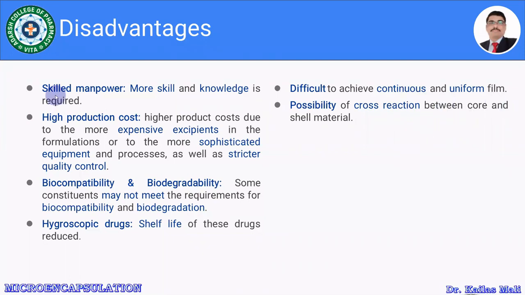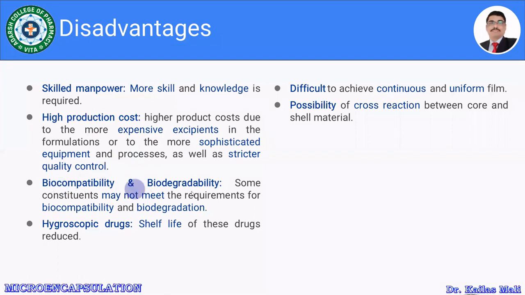Very first one is skilled manpower. Yes, definitely more skill and knowledge is required to prepare the microparticles or microencapsulated product. The production cost is very high, because of more expensive excipients in the formulation. That is one reason. Second is that more sophisticated equipment and processes, as well as stricter quality control, are required, and that ultimately increases the production cost.